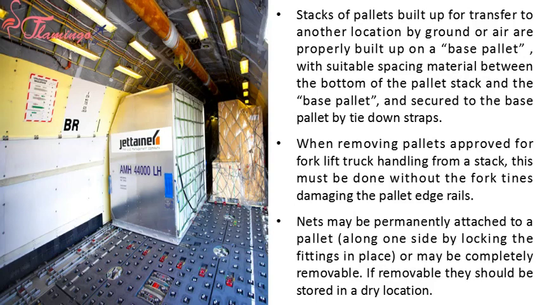When removing pallets approved for forklift truck handling from a stack, this must be done without the fork tines damaging the pallet edge rails. Nets may be permanently attached to a pallet, along one side by locking the fittings in place, or may be completely removable. If removable, they should be stored in a dry location.